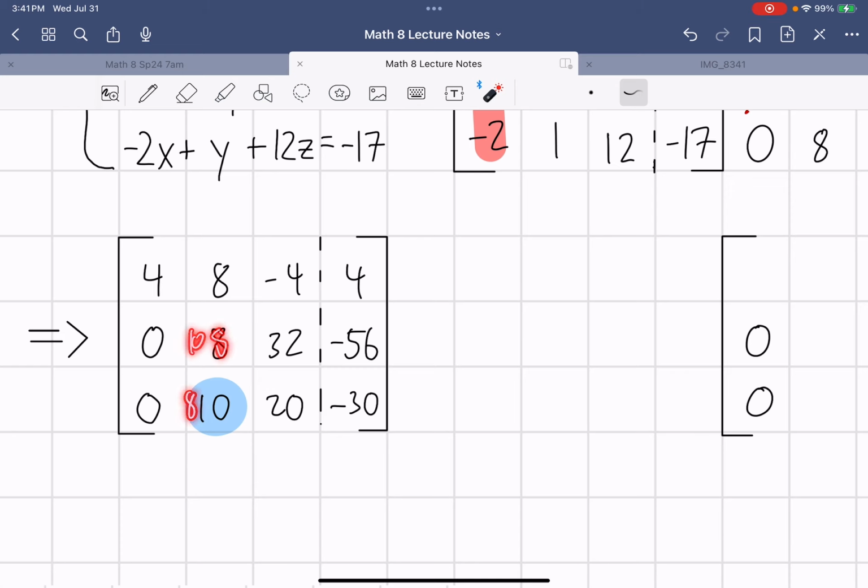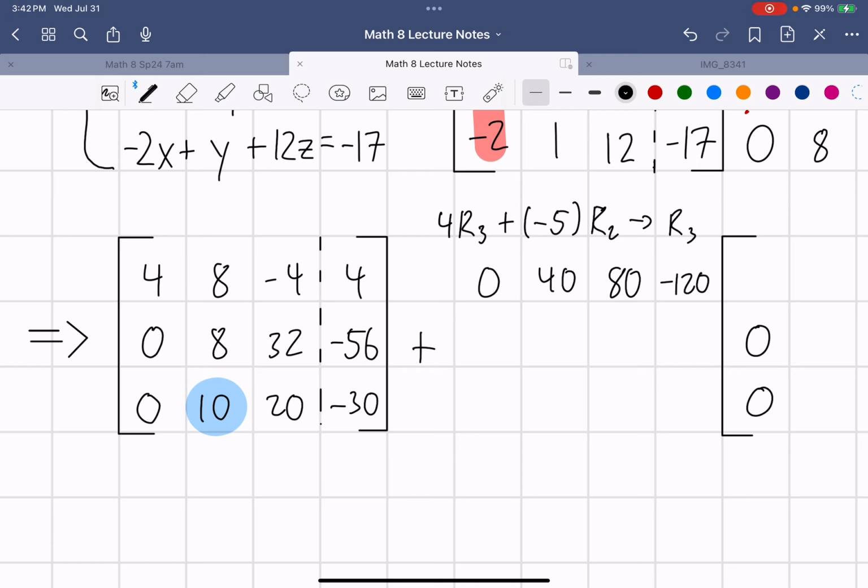And I also know that another number they share, I can just multiply row 3 by 4 plus, and then multiply row 2 by negative 5, and that's going to give me my new row 3. So we're going to add these together. So multiplying 4 to row 3, I just write that out. That's 0, 40, 80, and negative 120. And then I just write my second row times negative 5.